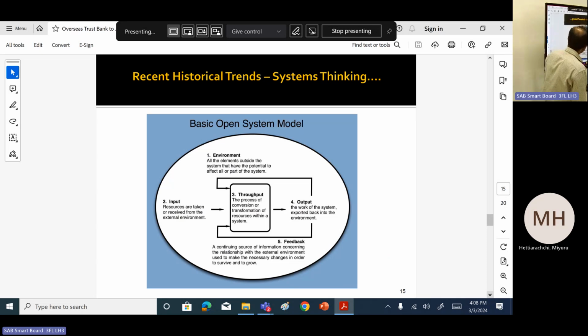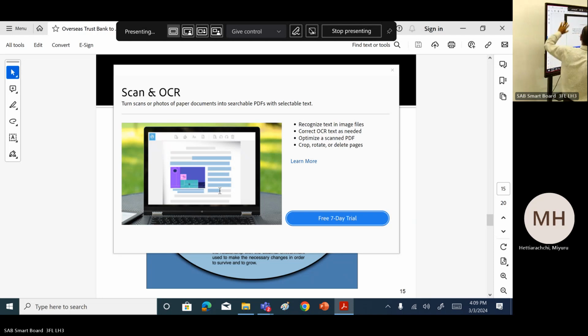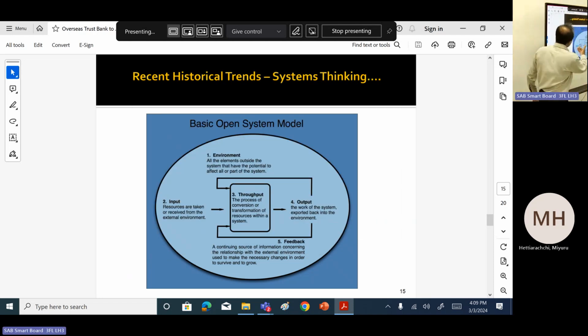Right. This is the model of system theory, but we have to make a small correction. Here you have to have dotted lines to show the boundary of the organization system. That is called the system boundary. Outside the boundary, you see external elements: all the elements outside the system that have a potential effect on a part of the system or the entire system. From this external environment only, the organization gets resources as inputs, which are converted in the throughput. Then they get the outputs, which also go back to the external environment.